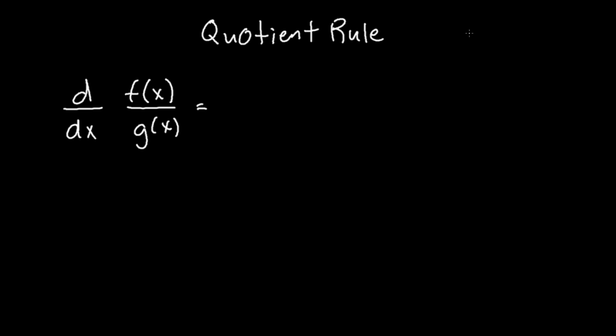The format you need to follow, how my teacher taught me at least, is low d high minus high d low over low low. So low, the lower portion, d high, the derivative of high, minus high d low, over low low, which is the denominator times the denominator, so g squared. Low d high minus high d low over low low. And that's your quotient rule.